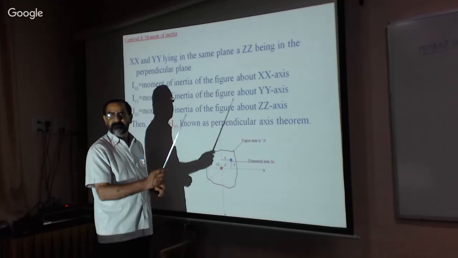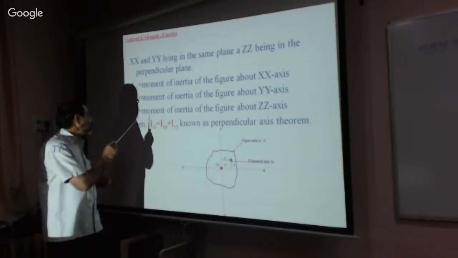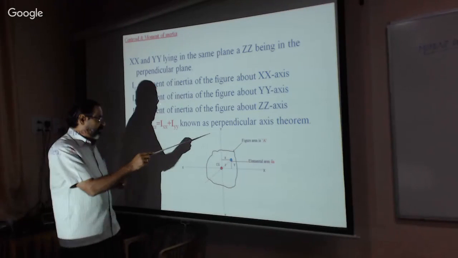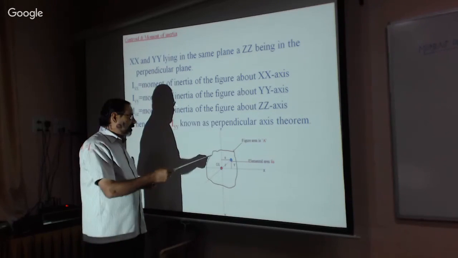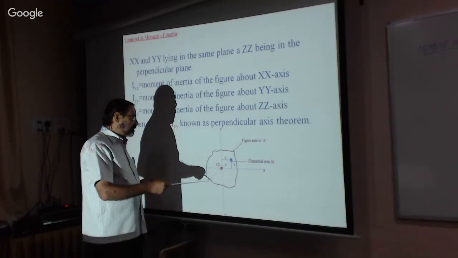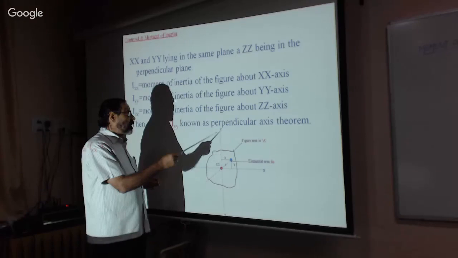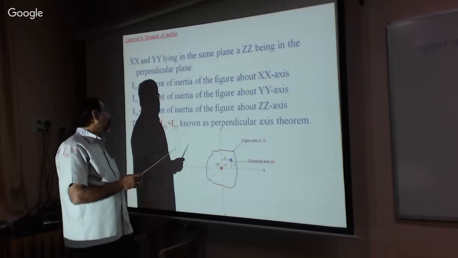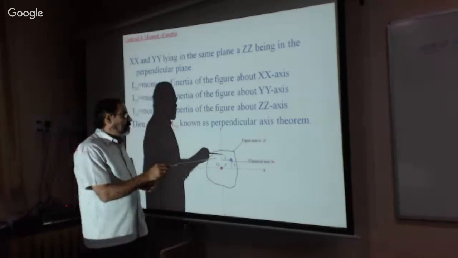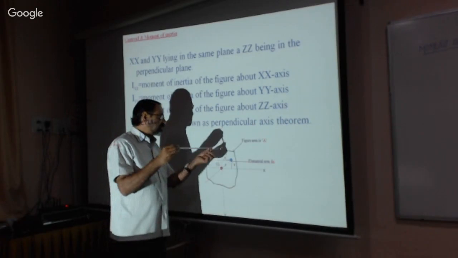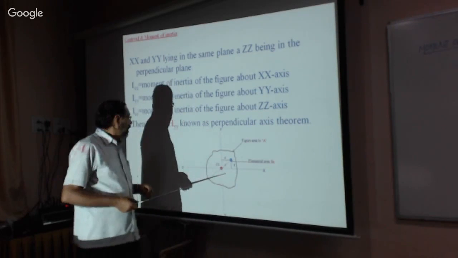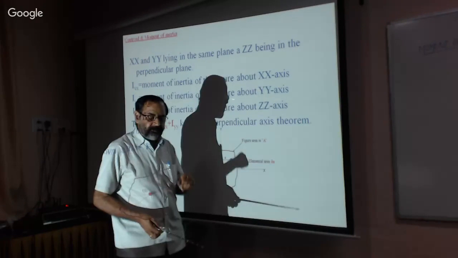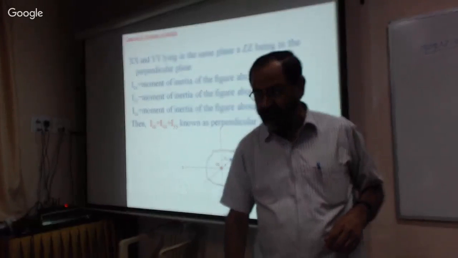Similarly, Iyy is another abbreviation used in calculating the moment of inertia, with respect to the y-axis. The moment of inertia of this figure A about the y-axis is abbreviated as Iyy. Similarly, the moment of inertia of this plane figure about the z-axis is abbreviated as Izz. Now, for example, let us assume that there is a beam section here.